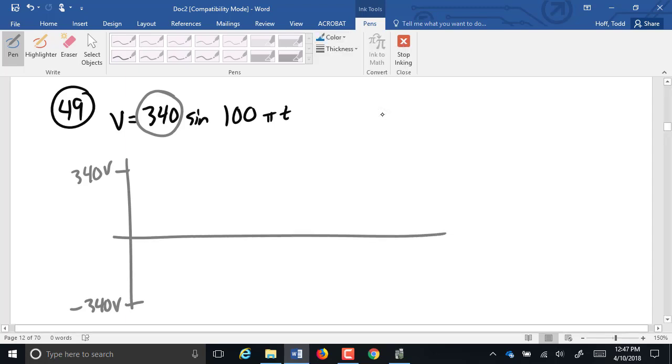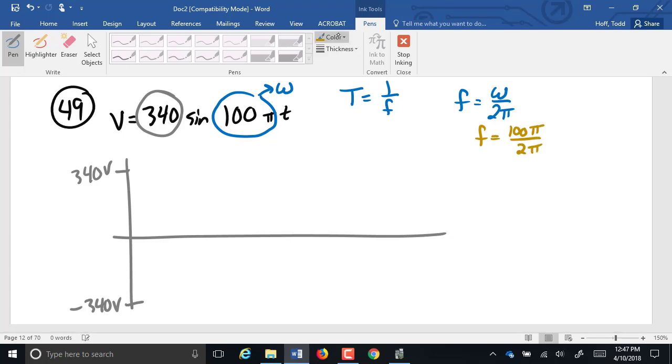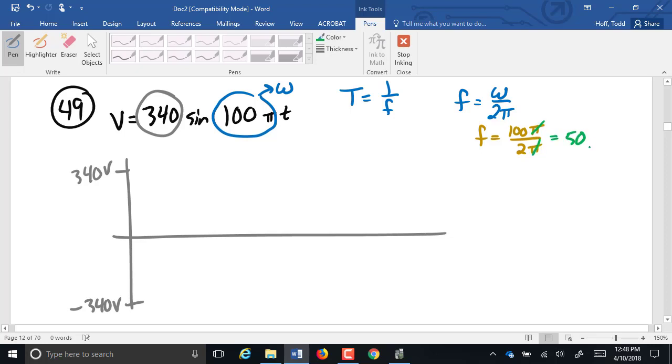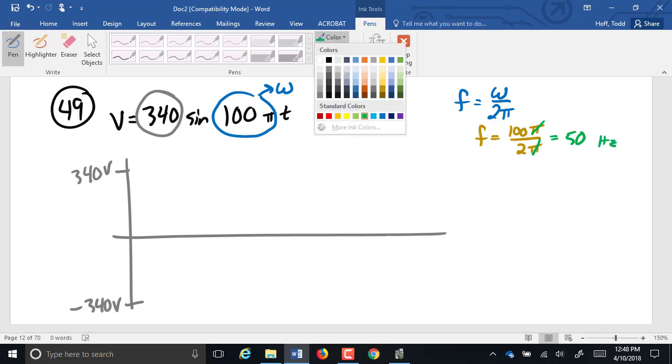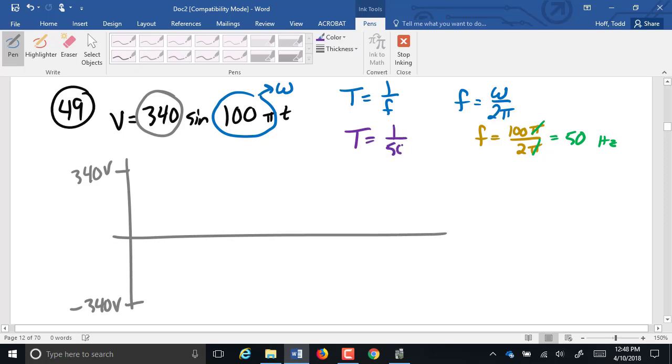Now we need to find the period. The period, of course, is the reciprocal of the frequency. The frequency is the angular velocity, omega, divided by 2 pi. This is omega. So our frequency is 100 pi divided by 2 pi. What's that give us? Well, the pi's cancel out, so yes, you have it, just 50. So the frequency is 50 hertz. So the period is 1 over 50, or 0.02 seconds, or 20 milliseconds.